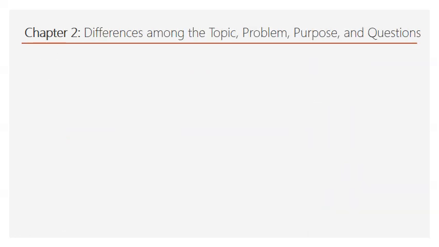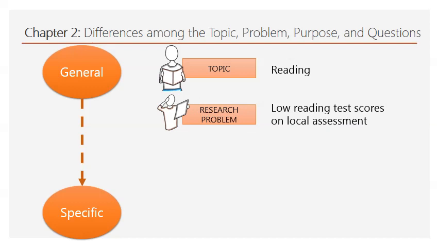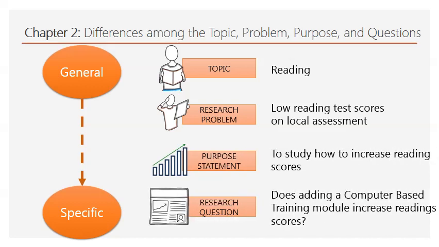Using this example, you can see how the terminology moves from a broad topic to a narrow focus. Notice the subtle differences. The broad topic is reading. The research problem is a general educational issue or concern, low reading scores. The purpose of the study will address how to increase the reading scores, and the research question narrows the focus to looking at computer-based training's impact on reading scores.